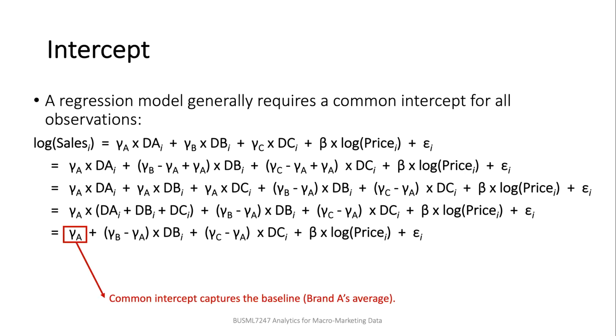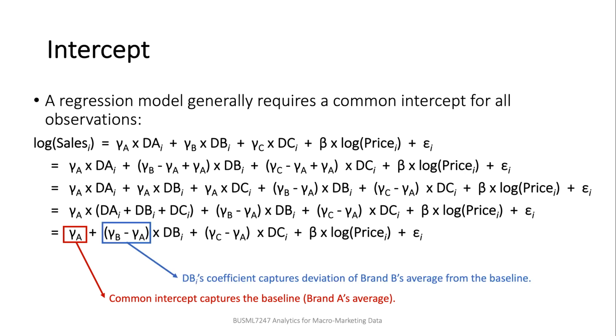This common intercept captures the baseline. In this case, brand A's average is set to the baseline. The coefficient of the dummy for brand B captures not the brand B's average, but the deviation of brand B's average from the baseline. The coefficient of the dummy for brand C captures the deviation of brand C's average from the baseline.